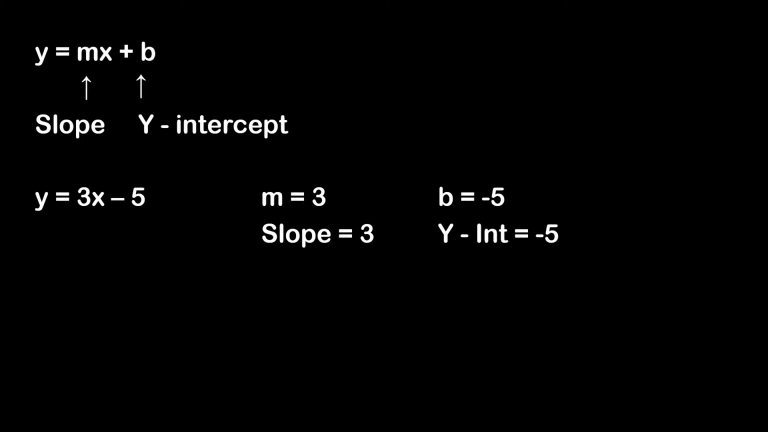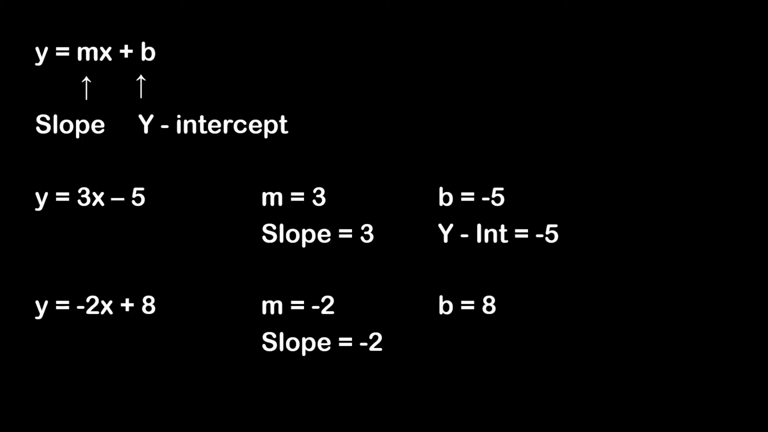We also can have the equation y is equal to negative 2x plus 8. In this case, m is equal to negative 2, and the slope is therefore also equal to negative 2, and b is equal to 8, and therefore the y-intercept is also equal to 8.